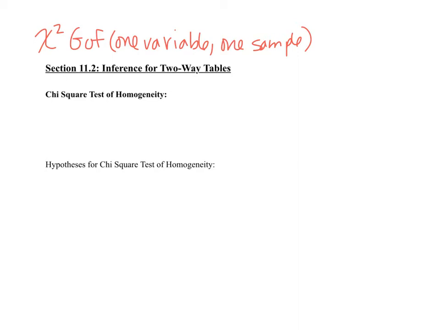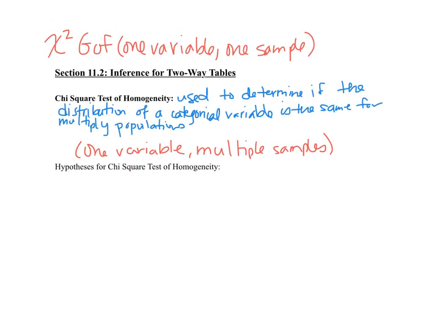So the next type of test that we're going to do is called the chi-square test of homogeneity. I'll give you the definition in just a sec, but this one is going to be used when we have one variable. And by the way, for both of these tests, the variable has to be categorical, but there are going to be multiple samples. The chi-square test of homogeneity is used to determine if the distribution of a categorical variable is the same for multiple populations.